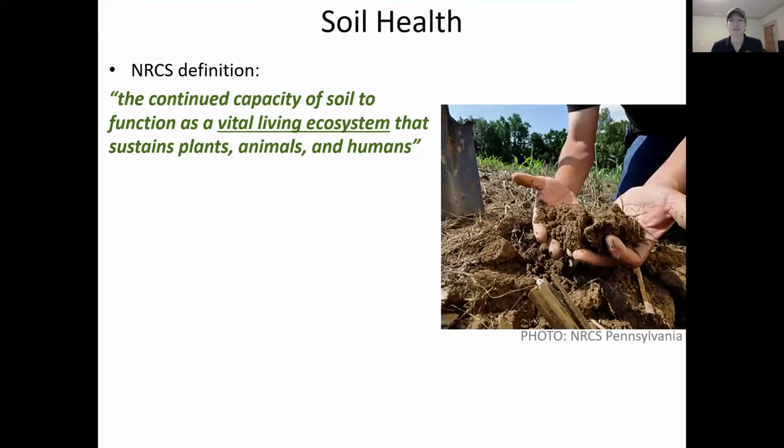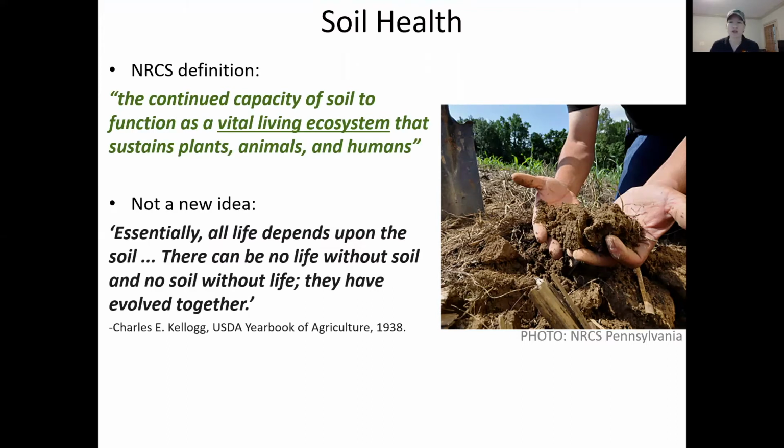Soil health is defined by the NRCS as the continued capacity of soil to function as a vital living ecosystem that sustains plants, animals, and humans. So it very much recognizes that soils are living and alive. But this is not really a new idea.